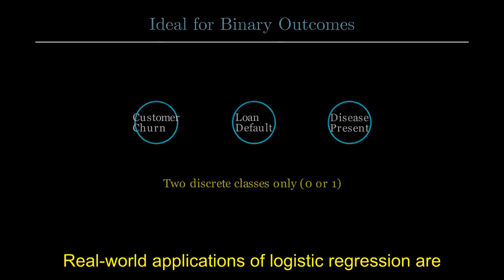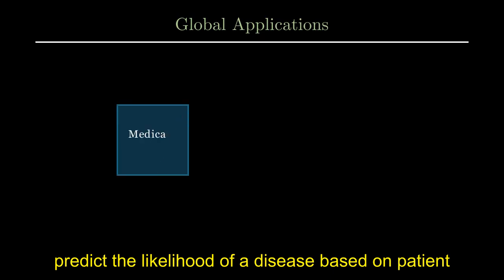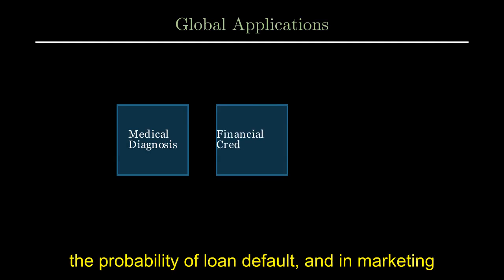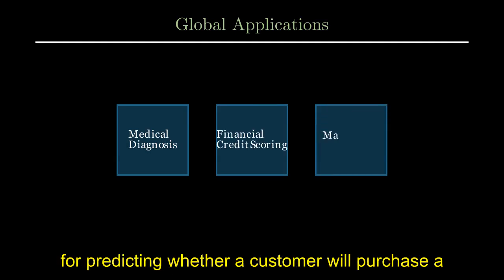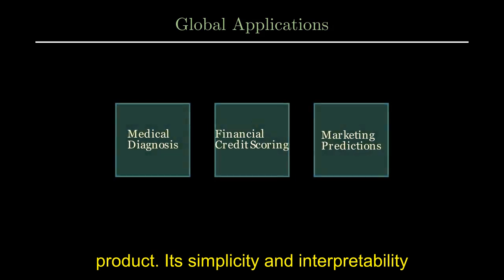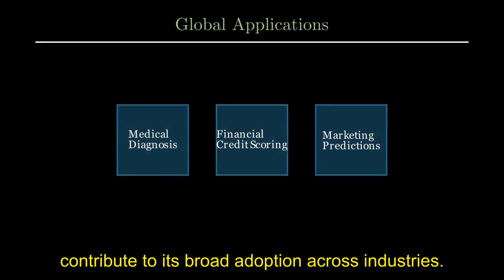Real-world applications of logistic regression are extensive. It is widely used in medical diagnosis to predict the likelihood of a disease based on patient symptoms, in finance for credit scoring to assess the probability of loan default, and in marketing for predicting whether a customer will purchase a product. Its simplicity and interpretability contribute to its broad adoption across industries.